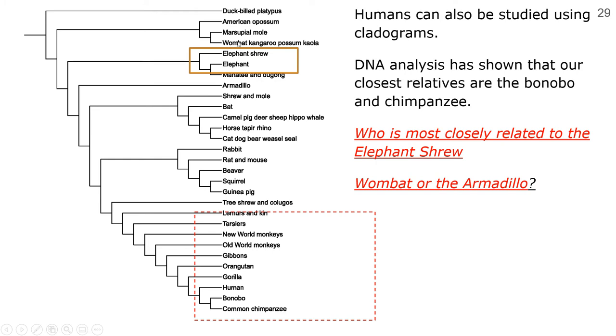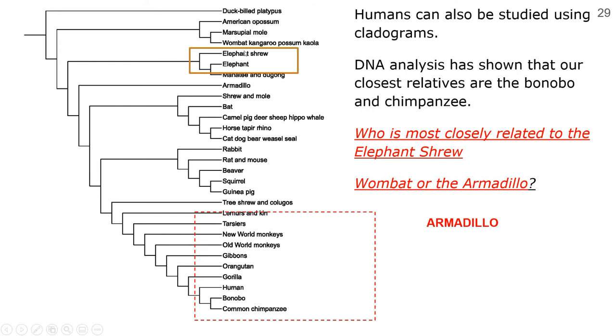So it's 5 nodes to the wombat kangaroo. So how about to the armadillo? So we had 5 for wombat. So I go elephant shrew 1, come down 2, come down 3, and that got me to the armadillo. So the armadillo is going to be more closely related because there were fewer shared ancestors between them.